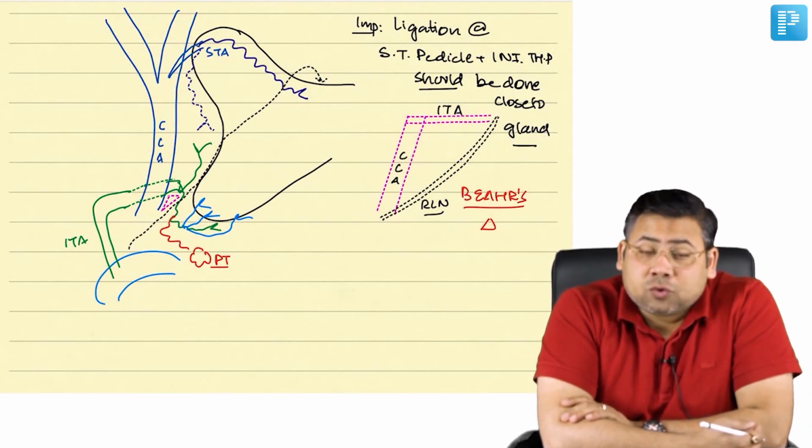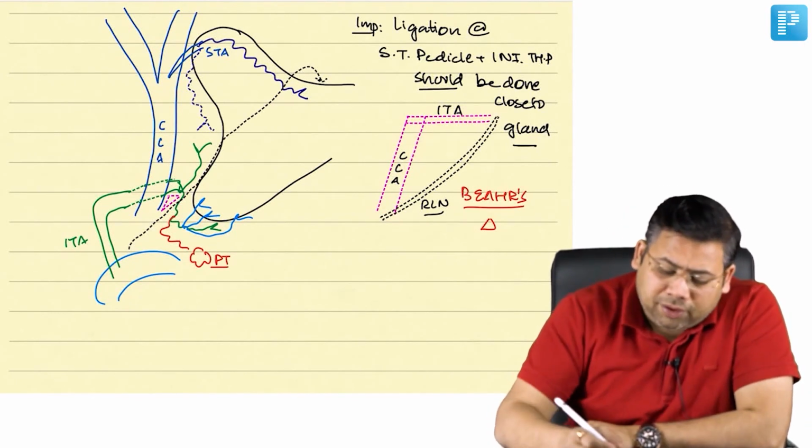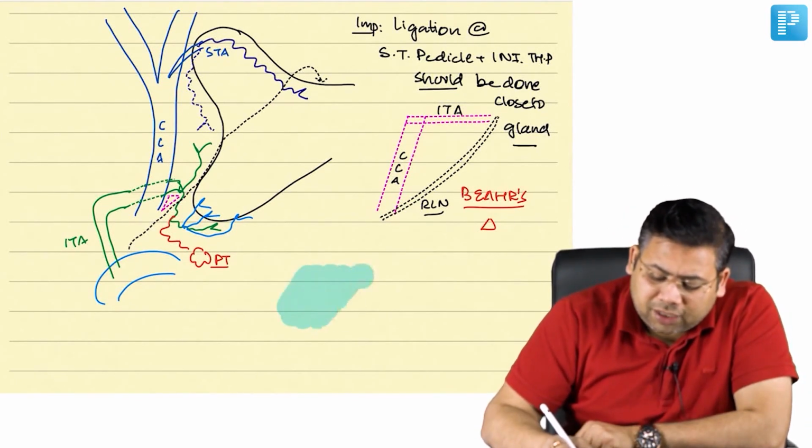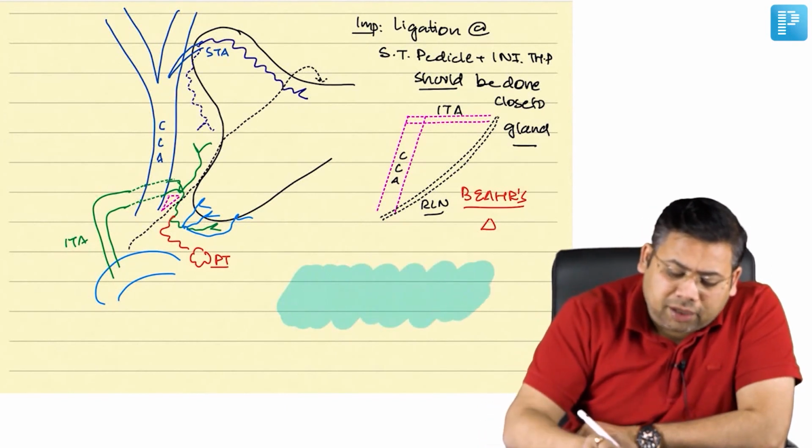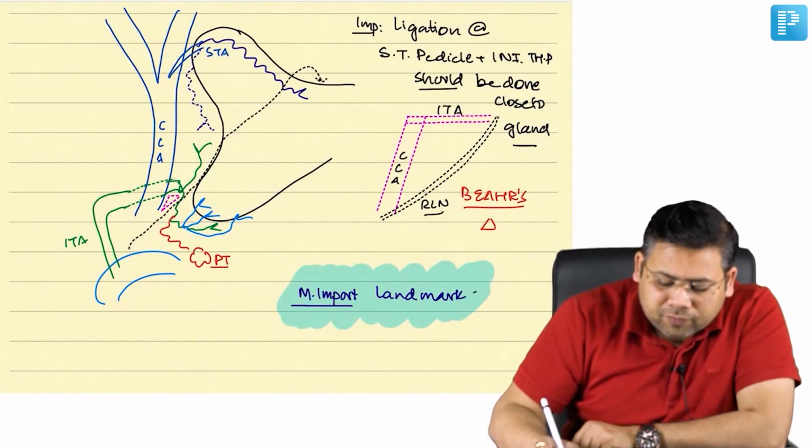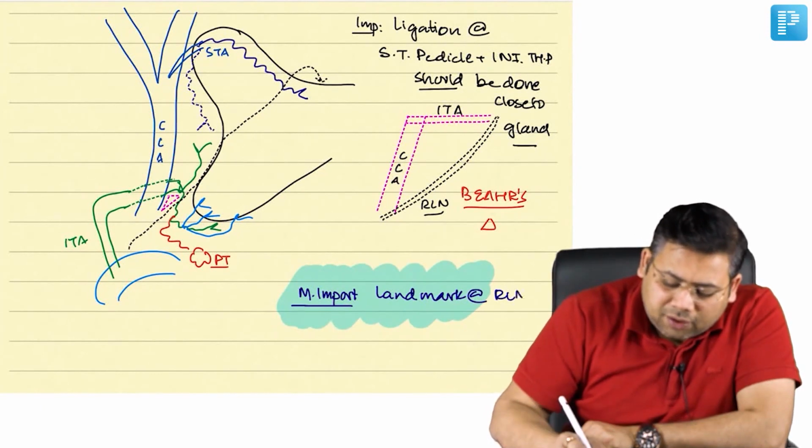Yes, it is the tubercle of Zuckerkandl. So remember, very important, this has also been asked: the most important landmark for the recurrent laryngeal nerve. For the recurrent laryngeal nerve, the answer is the tubercle of Zuckerkandl.